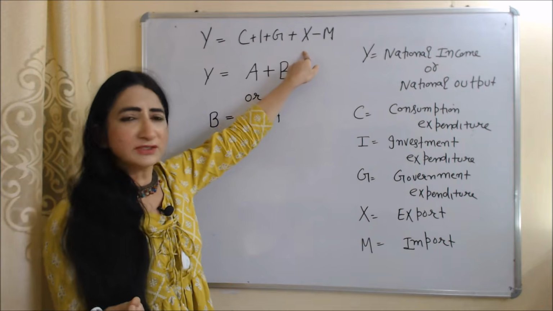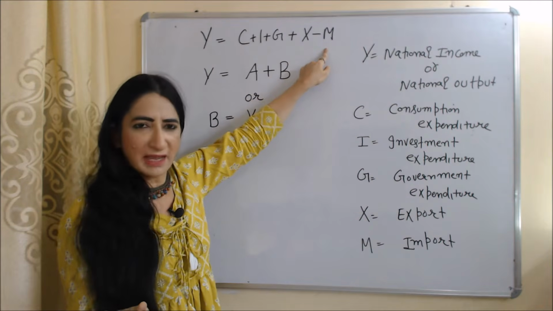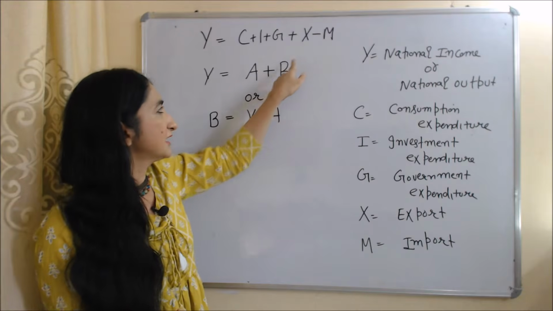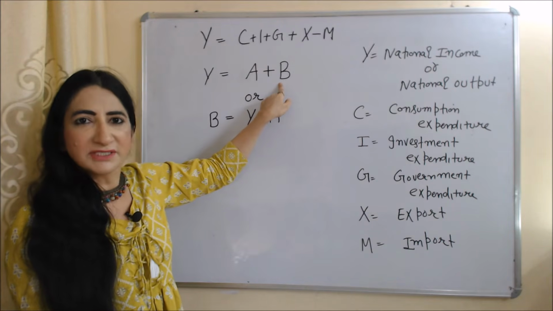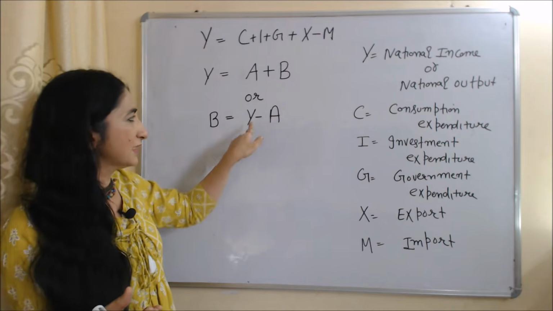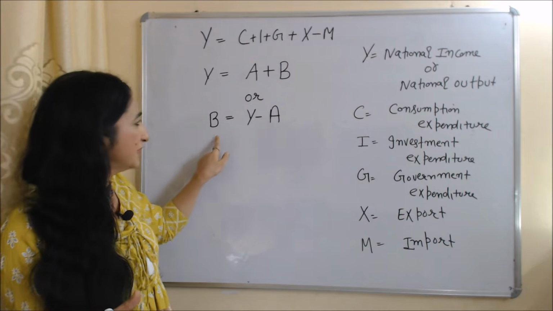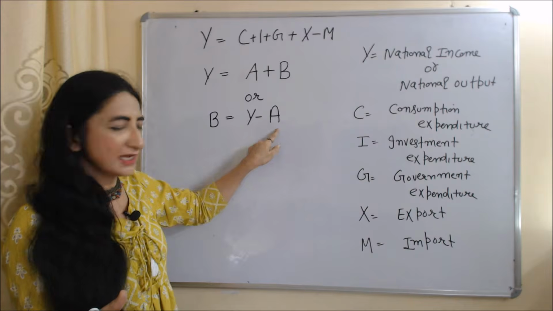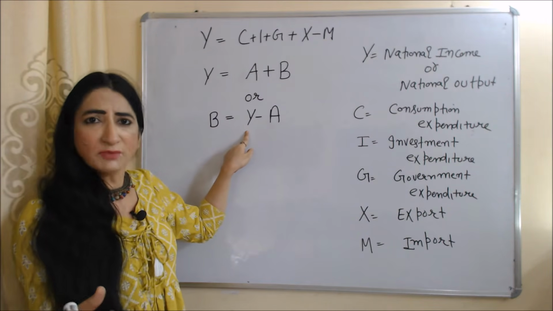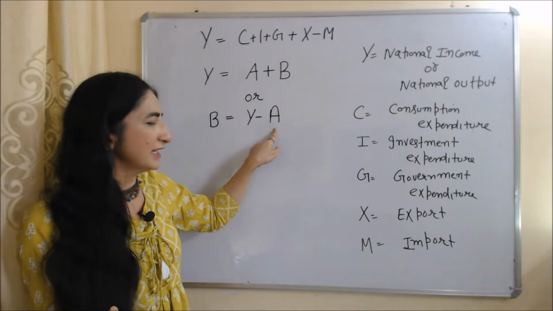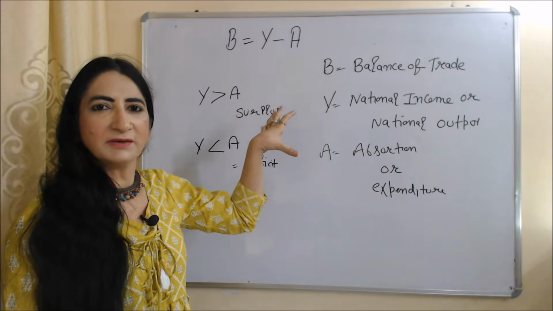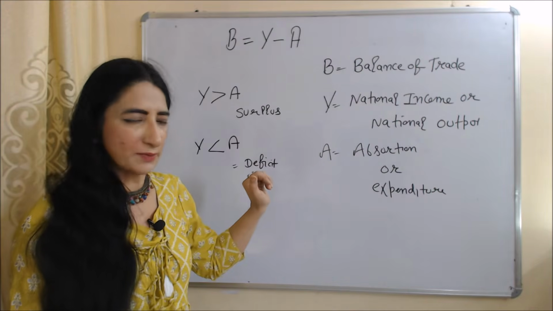As we know, balance of trade is equal to X minus M. Balance of trade is equal to export minus import. So here we write X minus M is equal to B. Here B represent our balance of trade. We can write this equation as B is equal to Y minus A. Here B is our balance of trade and Y is our national income, or we can say national output, and A is our absorption. So this is a formula to calculate balance of trade according to this approach.